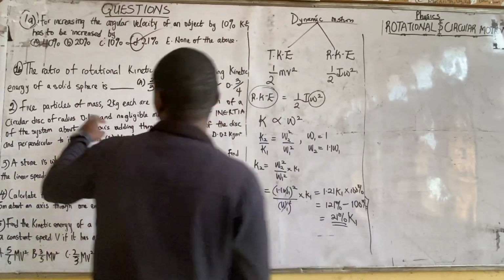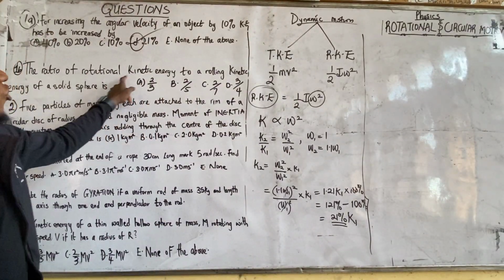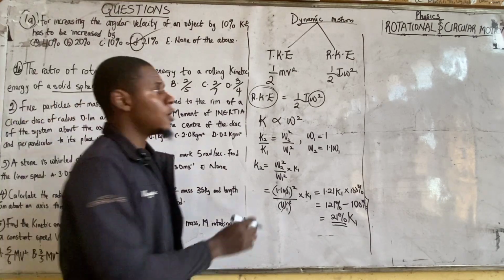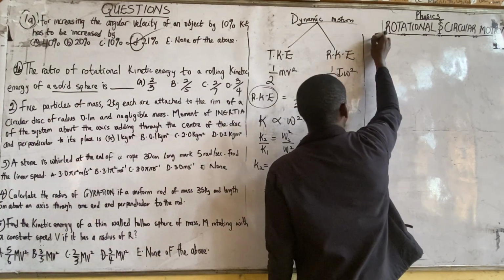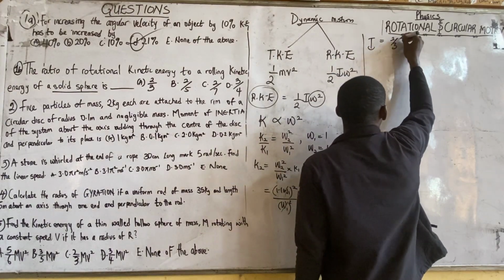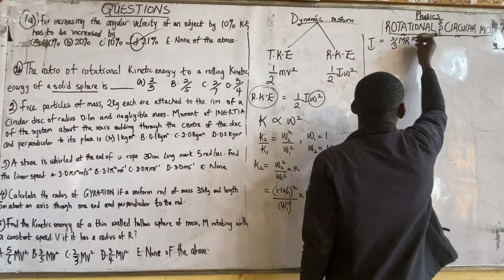Let's solve this second question. The ratio of rotational kinetic energy to rolling kinetic energy of a solid sphere. First, what is the moment of inertia of a solid sphere? For a solid sphere, the moment of inertia is equal to 2/3 mr squared. Good.